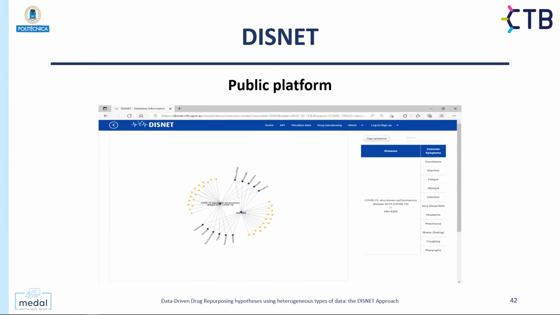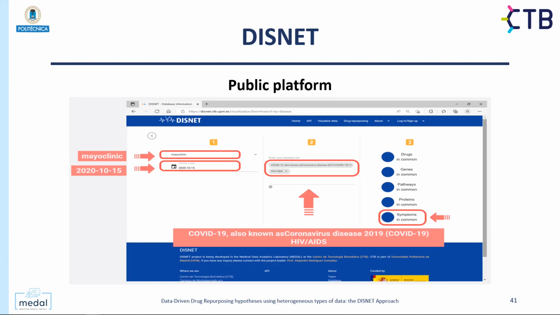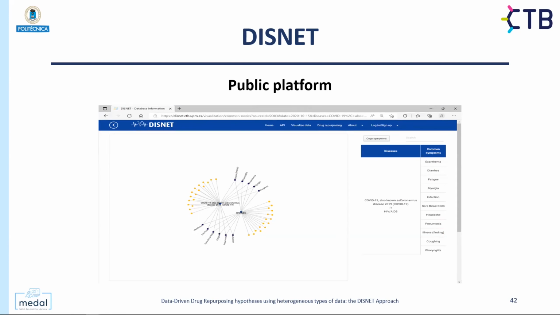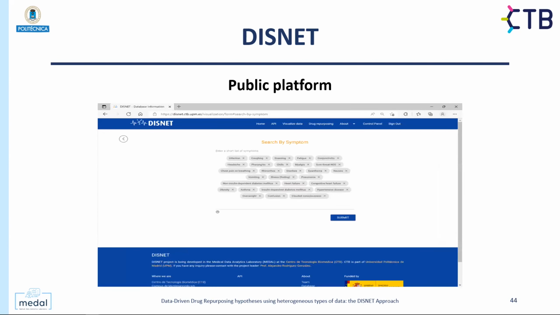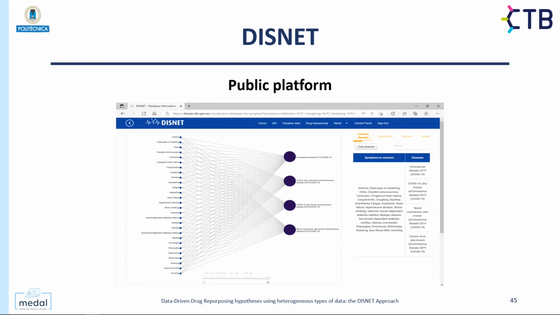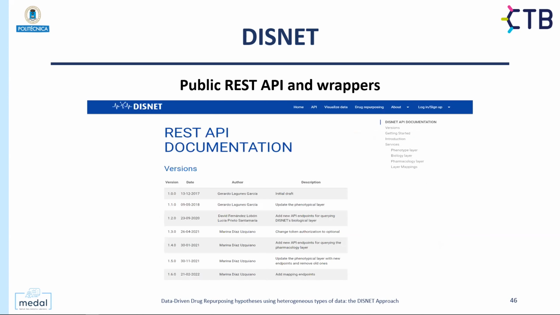For example, this query was a comparison between COVID-19 and AIDS, okay, and HIV. And we have symptoms in common, we have the symptoms that are not in common. We can do a search by symptom, we can introduce all the symptoms, and we can get all the diseases that have these symptoms in common in a visual and in a table way, okay? And this has an API and allows to be queried by you, by the community.